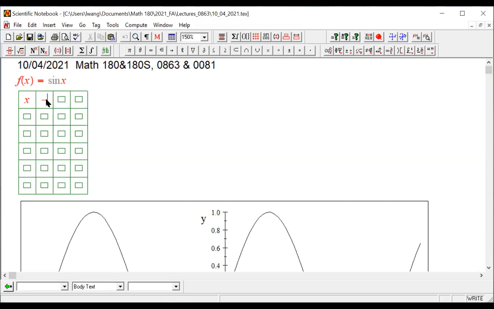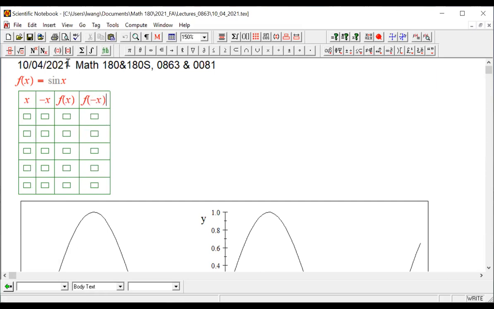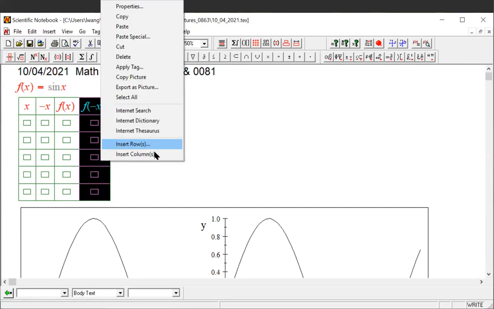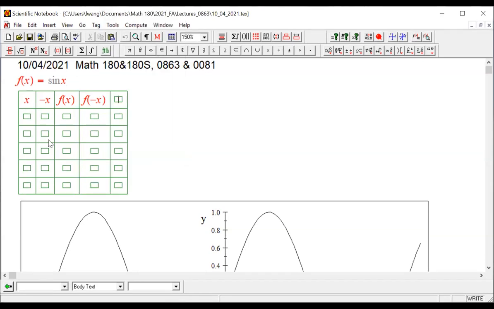So x, negative x, f of x, now you're going to get to use your ARD. Okay, you get to use your ARD.